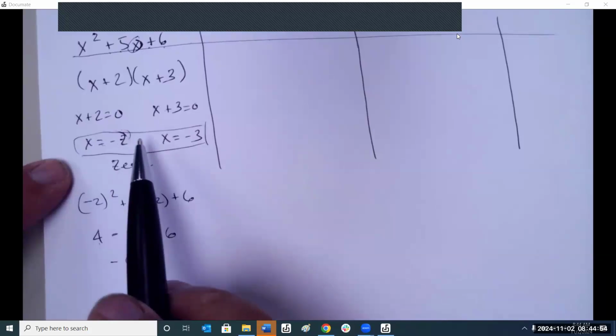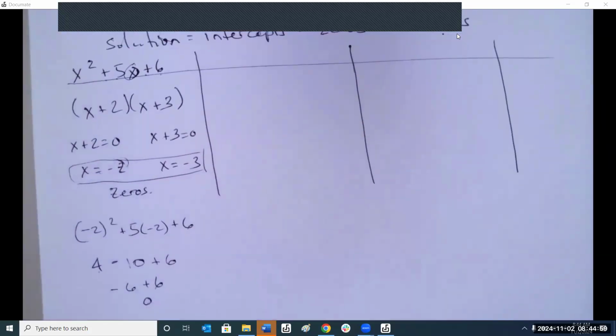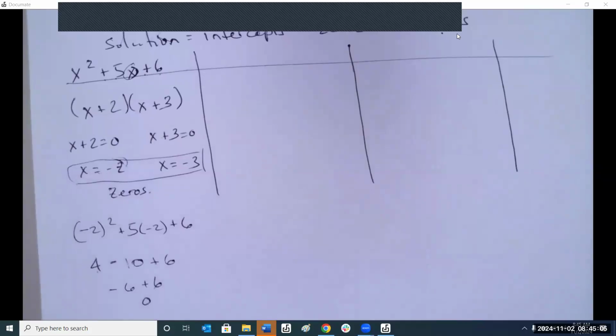So these are called zeros because if I plug them back into my equation, they equal 0. So that's why they're called zeros. These are my x-intercepts because at that point, that's when the graph equals 0. That's where y equals 0.